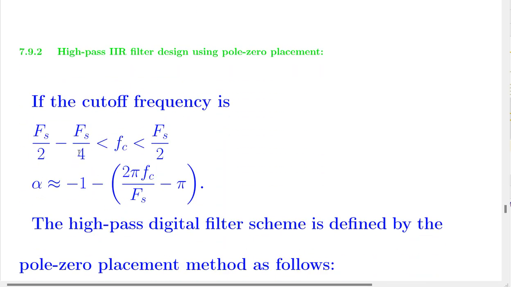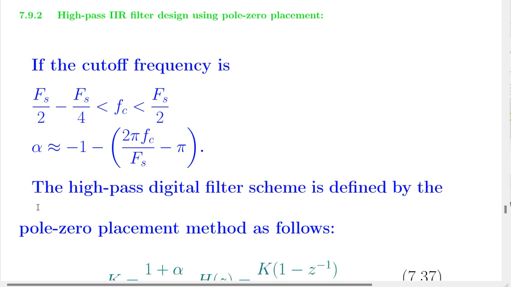Now, if the cutoff frequency is between Fs over 2 minus Fs over 4 and Fs over 2 for high pass design, we are mentioning everything for high pass, alpha will be roughly about -1 minus 2 pi Fc over Fs minus pi.